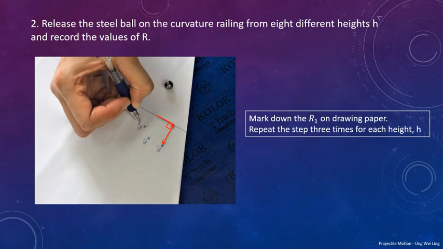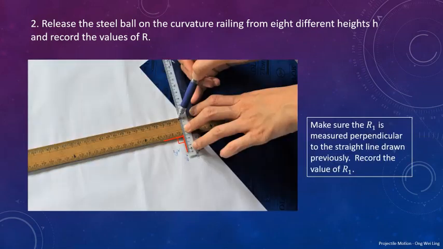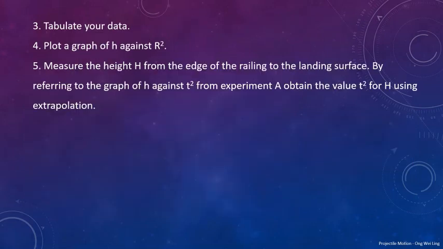Mark down the R1 on the drawing paper. Repeat the step 3 times for each height. Make sure the R1 is measured perpendicular to the straight line drawn previously. Record the value of R1. Tabulate your data. Plot the graph of h against R squared.